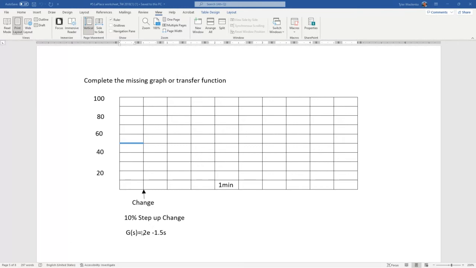Okay, so just again, gain of 2, it's positive, so it'll be in the same direction as our step, occurring at 1.5 time units. So 1 time unit, 1.5 time units, 2 times our 10%, which is 20%, will take us up to here. So our line will come across, up, and then across at its new steady state level.